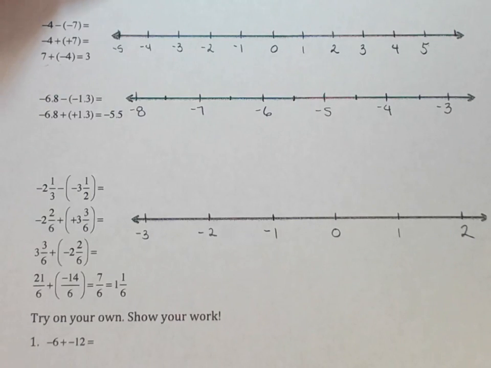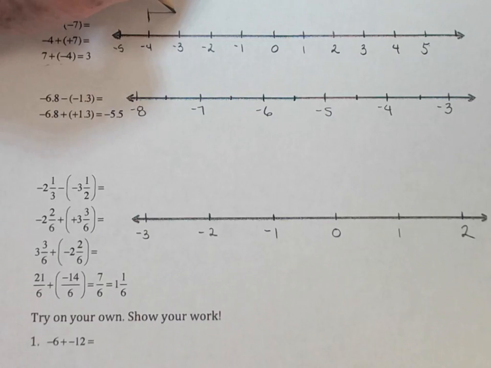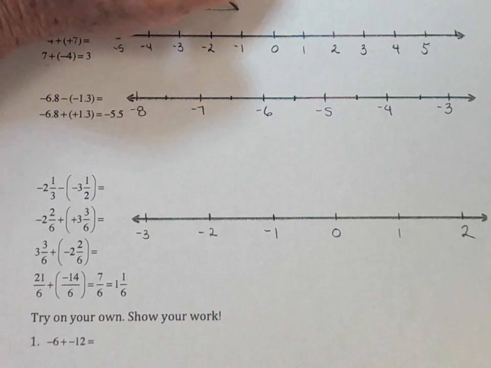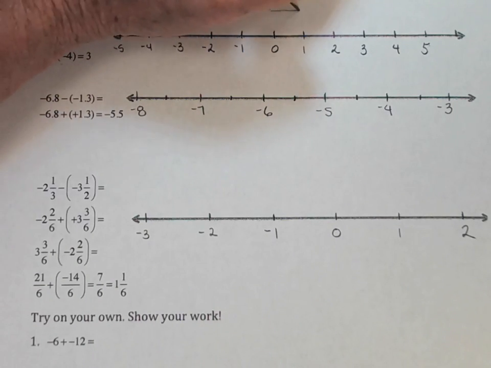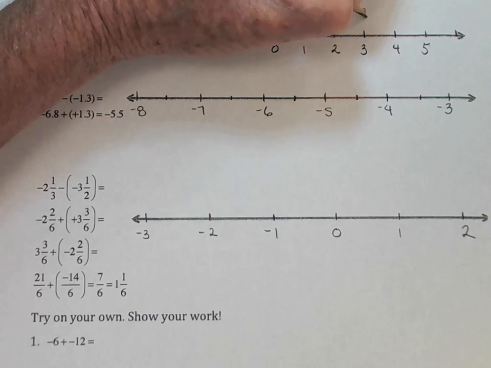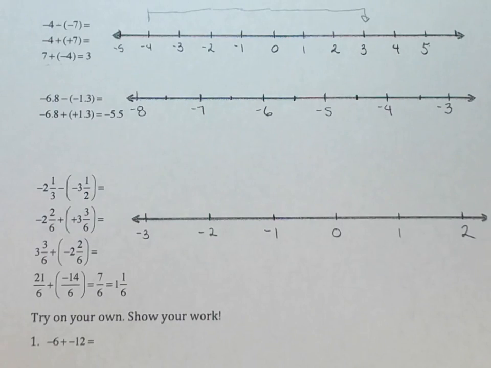We do this on the number line. We're going to start at negative 4. We're going to move to the right because we're subtracting a negative, 7 units. 1, 2, 3, 4, 5, 6, 7. So we get to 3. Same thing for the next one. We're going to change our subtraction to addition, our negative number to a positive number.